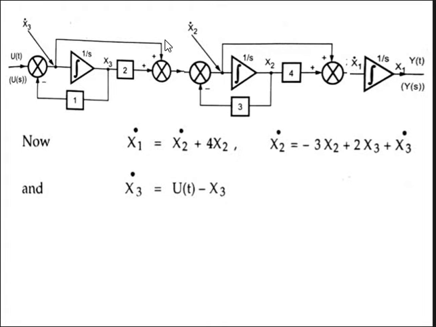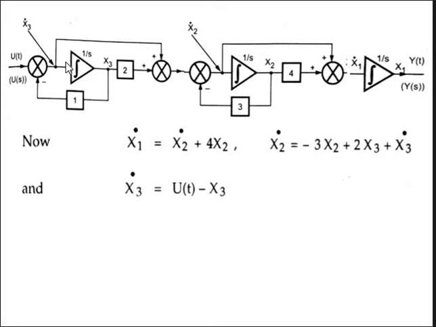This summation again has two inputs. One input is 2 multiplied with x3 of t, and the second is directly connected here, that is nothing but x3 dot of t. So finally x2 dot of t is equal to minus 3 into x2 of t plus x3 dot of t plus 2 into x3 of t.